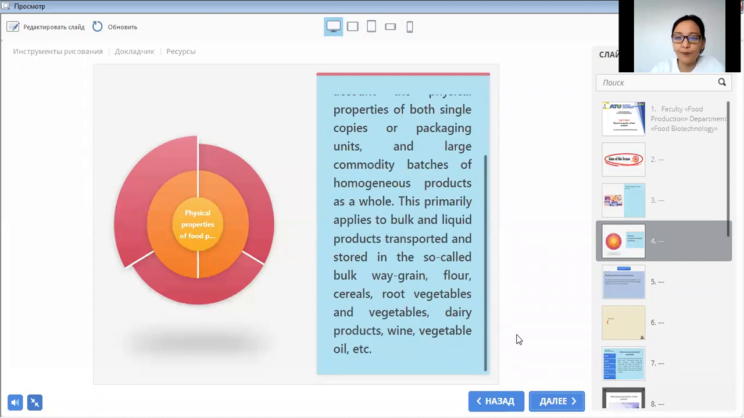And this primarily applies to bulk and liquid products transported and stored in the so-called bulk: whey, grain, flour, cereals, root vegetables, and dairy products, wine, vegetable oil, and etc.